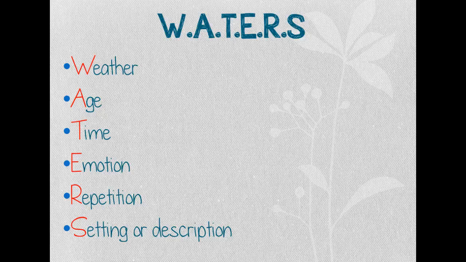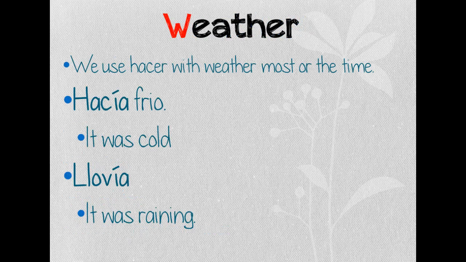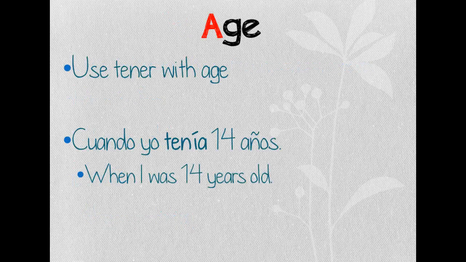So the W in W.A.T.E.R.S stands for weather. A stands for age. T for time. E for emotion. R for repetition. And S for setting or description. So, the W, weather. We use hacer with weather most of the time. So, for example, hacía frío, it was cold. But again, sometimes we don't. So we could just say llovía, it was raining. And again, these would both be imperfect.